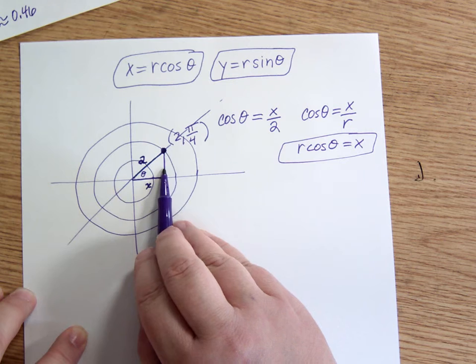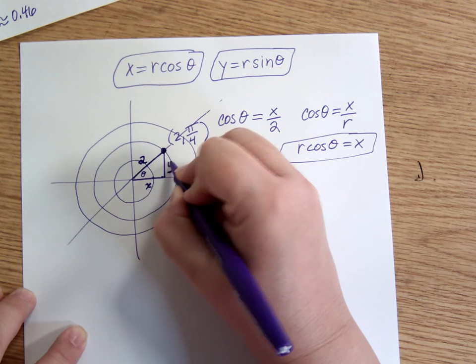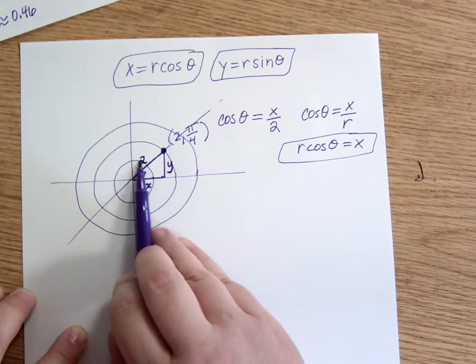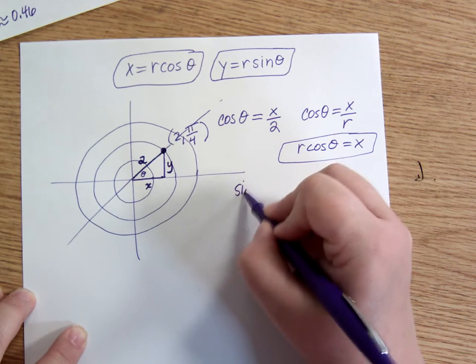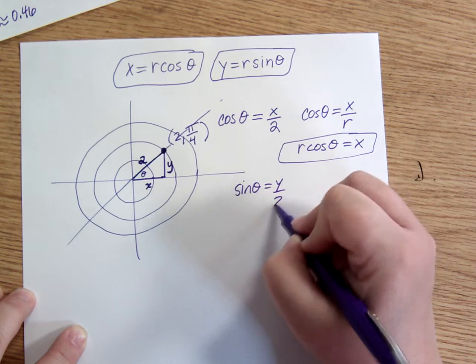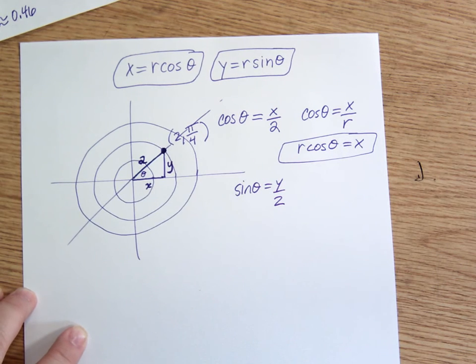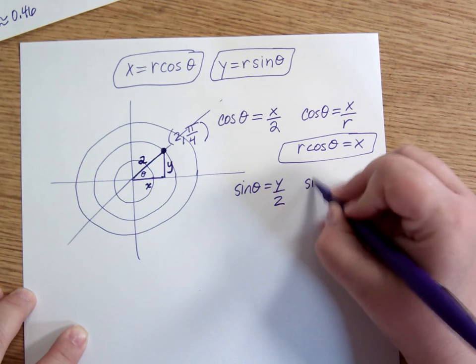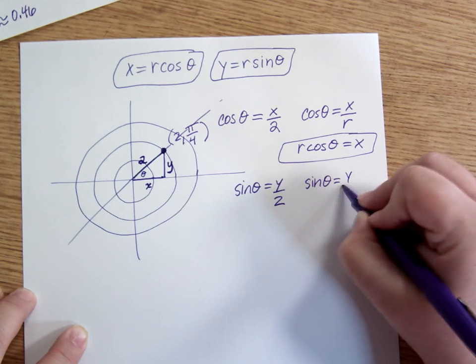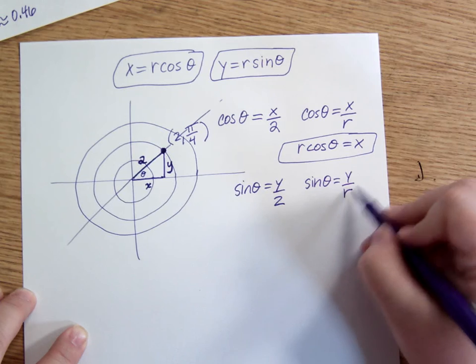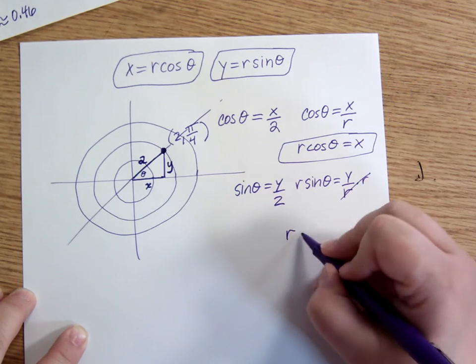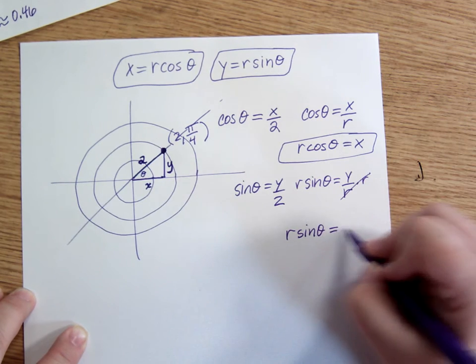And same thing here. If this is my y value, it's the opposite side. This is the hypotenuse, so that's sine. So sine theta equals y over 2. But again, I want to be more generic, so I'm not going to use 2. I'm going to use radius. This is my radius. That's what 2 is. So sine theta equals y over r. And if I multiply both sides by r, I get r sine theta equals y.